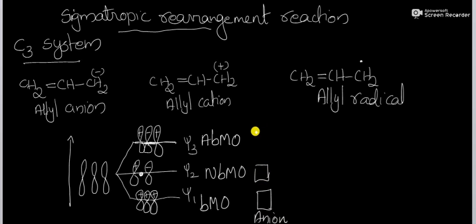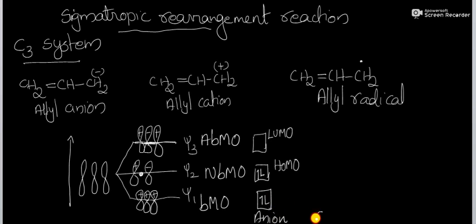Psi1, Psi2, Psi3. Then the number of electrons is 4. The 4 electrons can be situated in Psi1 and Psi2. So the HOMO is Psi2, the highest occupied molecular orbital. The LUMO is Psi3 in the case of the allyl anion.